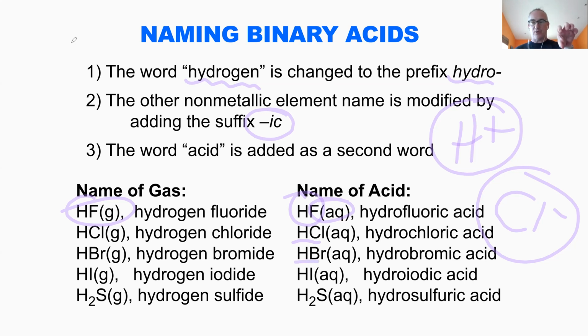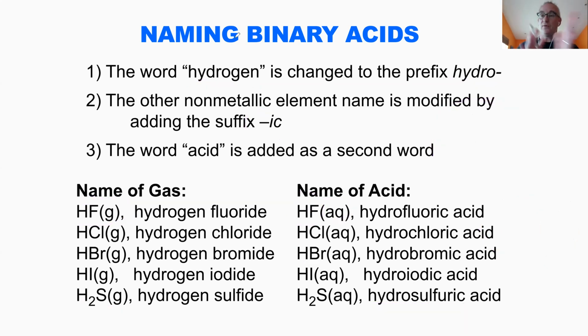HBr, hydro again, and bromic this time. And sulfide becomes hydrosulfuric acid, which is different from sulfuric acid. And we'll explain that in a bit. So that's a binary acid. You always have hydro when you have a single hydrogen and another single element.